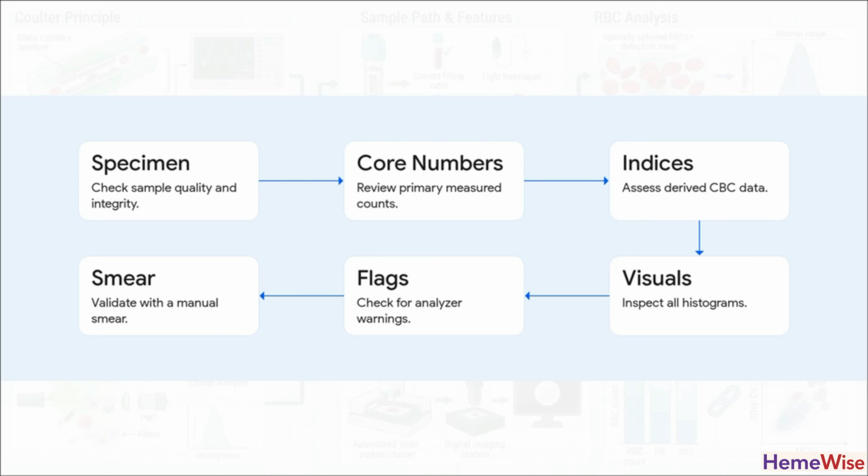Also, a quick nod to the future. Modern analyzers are already exploring advanced cell population data to track hematopoietic progenitor cells, and even looking at early investigational sepsis parameters, which is pretty amazing.